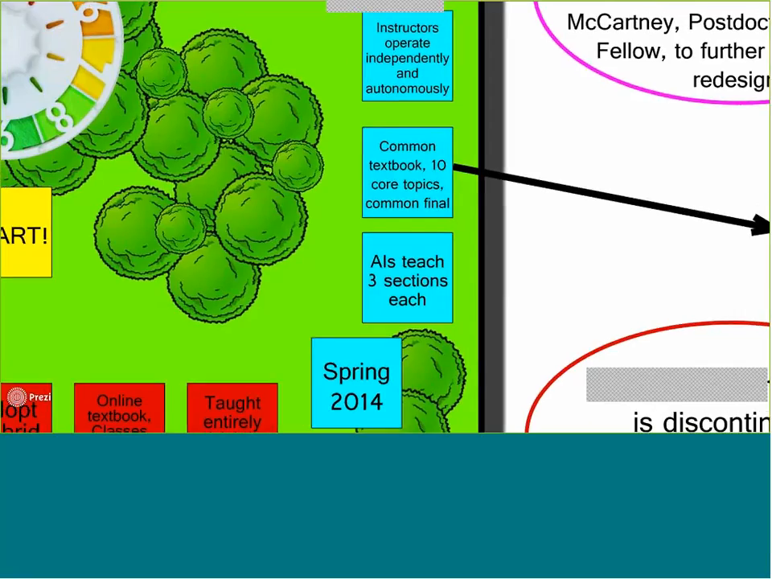So spring 2014, we launched this hybrid model. At that point, the AIs taught 3 sections each. We had a common textbook. We had a common final. They had to teach 10 core topics. But otherwise, the instructors operated really independently and autonomously.